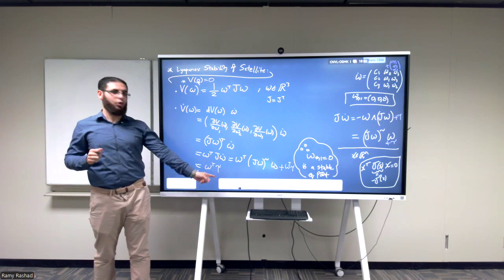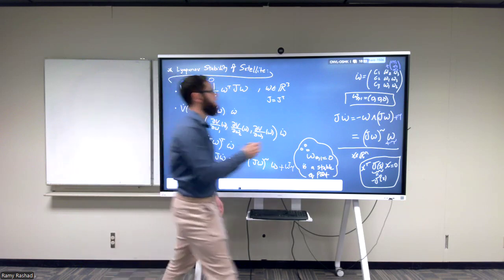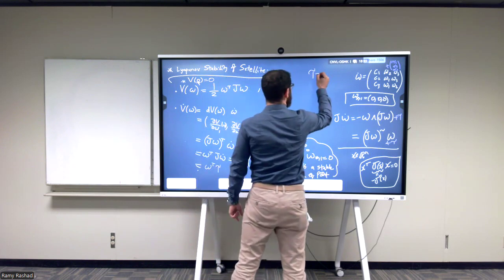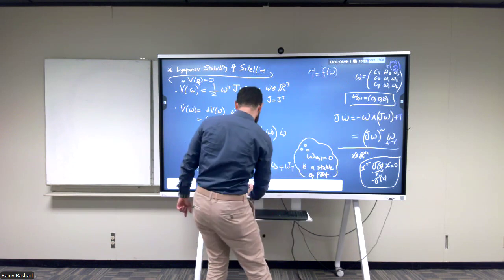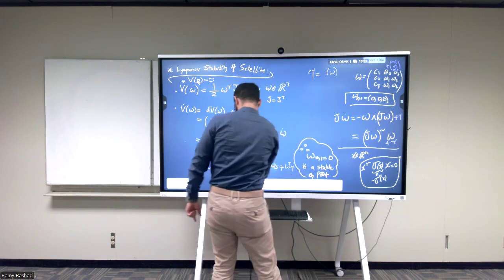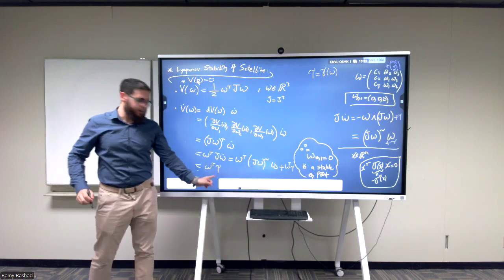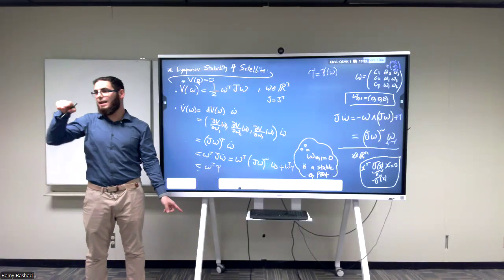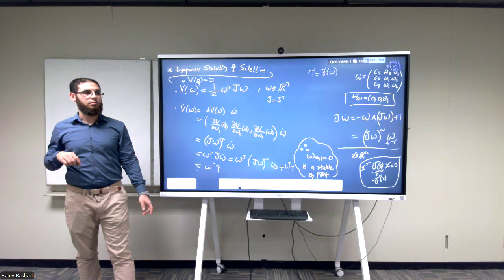Can you think of a controller that you would choose here? Can you think of some sort of tau as some function of omega, which I think we called gamma before? Can you think of some gamma of omega that when you plug it in here, you get that V dot is strictly less than 0, strictly negative definite?